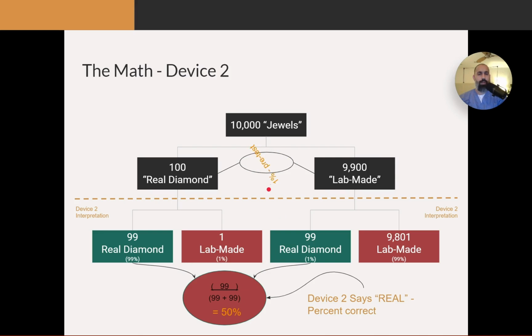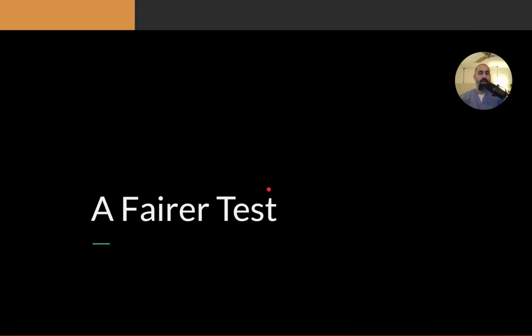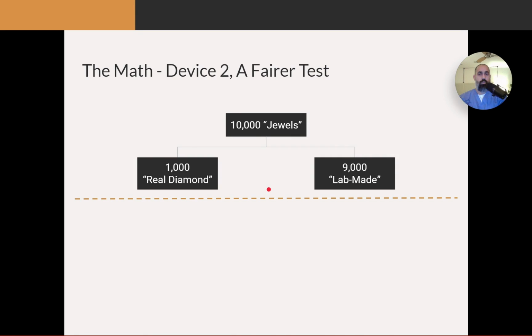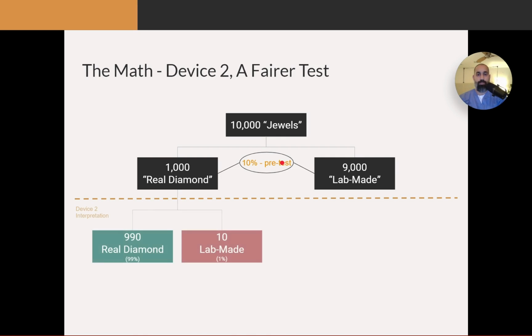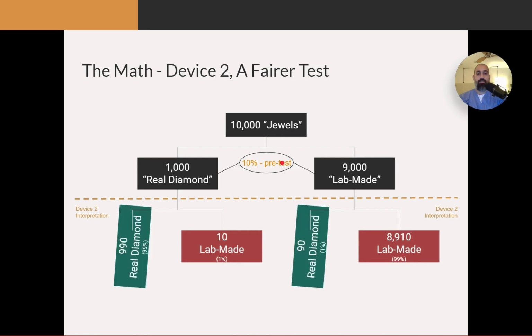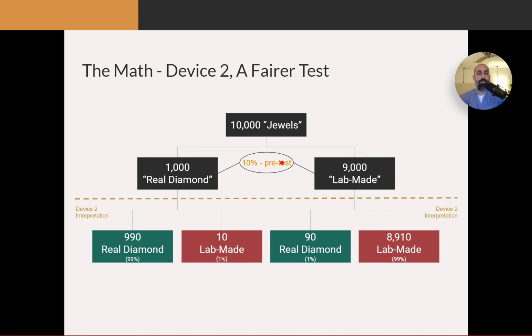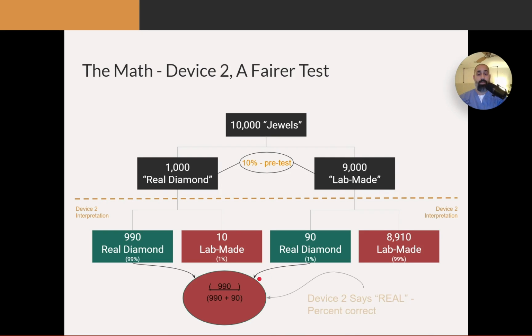So what would happen if we gave it a fairer test? What if we had 10% real diamonds, 1,000 real diamonds? Now, the pretest probability here is 10%. So just pulling a joule at random from the bag, there's already a 10% chance that it's real. Once again, 99% accurate, and we do the math the exact same way. We take all the times correct and incorrect. And that gives us 92%.